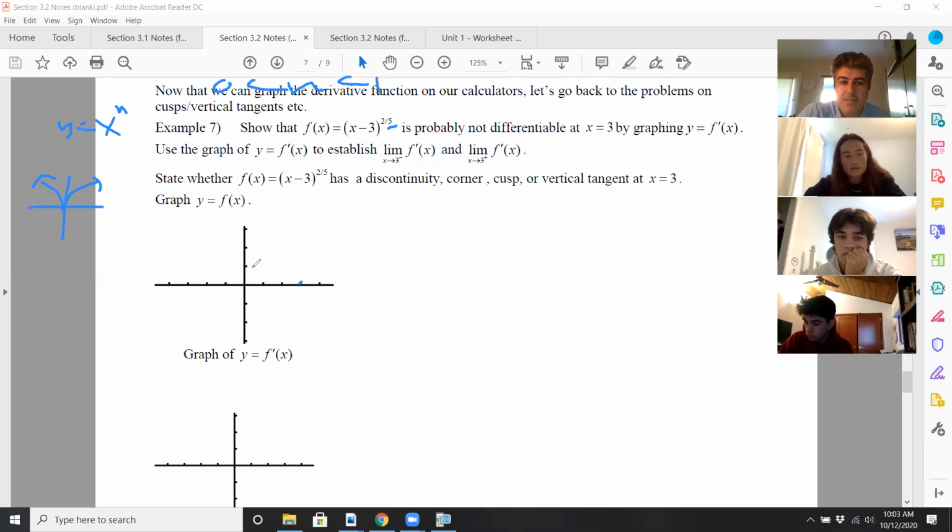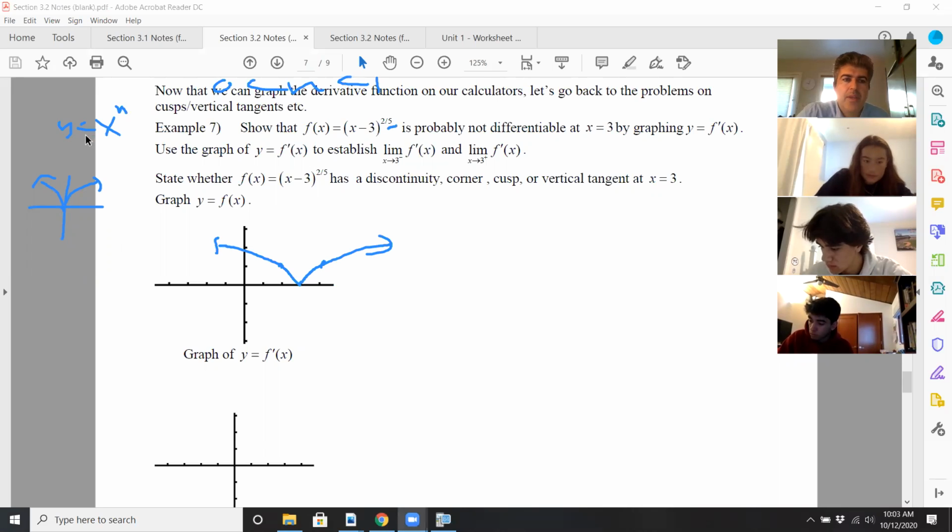So that's how I can graph this without using a calculator. Nothing special, I just understand how power functions look. If I plug in 4, I get 1. 2, I get 1. So you get something that looks like this. Again, if you want to graph it in the calculator, you totally could. But what I just did is I used my knowledge of power functions to do the parent function, x to the 2/5, and I did a shift of 3 right. So now we're asked to show that this is not differentiable at x equals 3. So we have the original right here. We're going to graph the derivative, and we're going to establish left and right hand derivatives. So these are left and right hand derivatives right here, LHD and RHD.